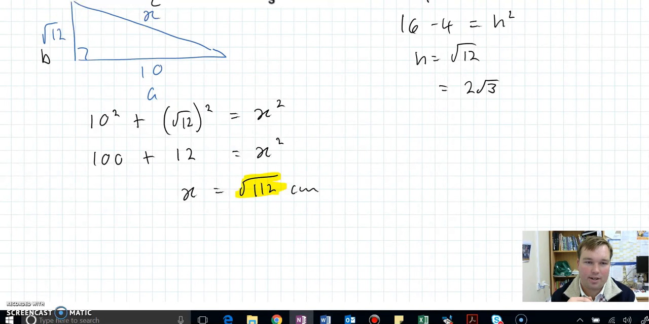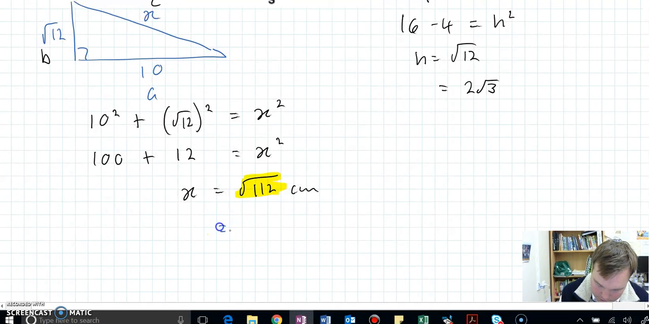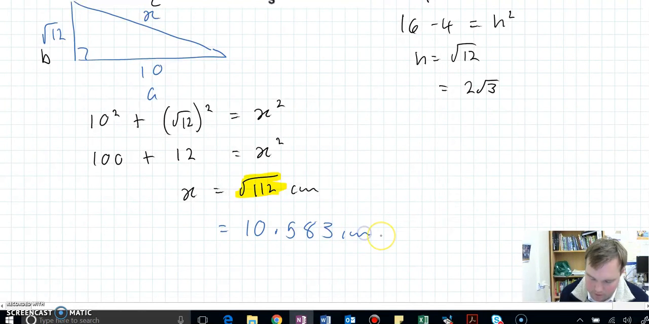So if you're asked this to 2 significant figures, you need to write the decimal approximation of root 112. Yes, I know it's 4 root 7. Give me the decimal. 10.583. So that is equal to 10.583 centimeters. Or if you're asked for 2 significant figures, you would write it as 11 centimeters.